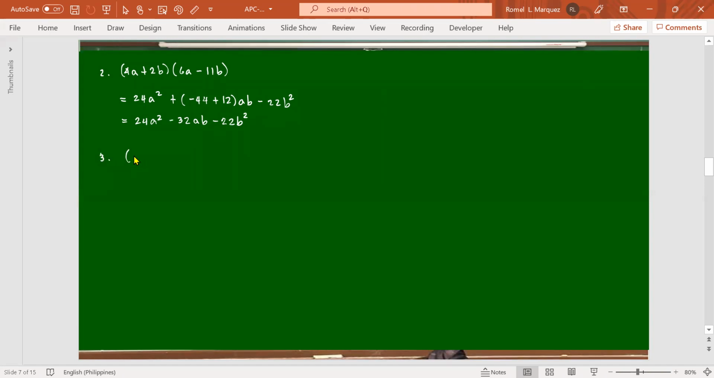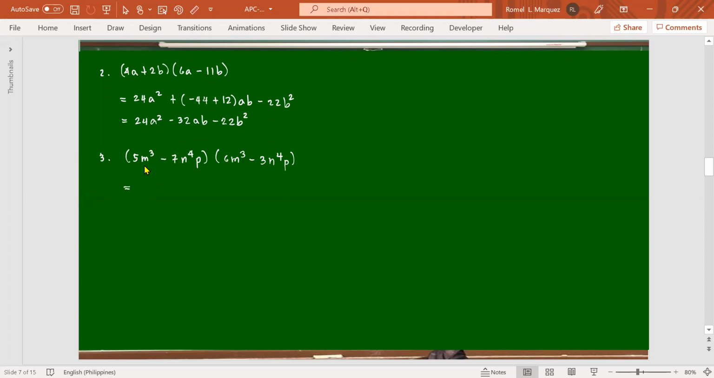If I have 5m cubed minus 7n to the fourth p multiplied by 6m cubed minus 3n to the fourth p. May pattern ba? Are they similar binomials? Yes, na? If you have similar binomials, similar term-wise, no? You can apply the FOIL method or this special product formula, no?